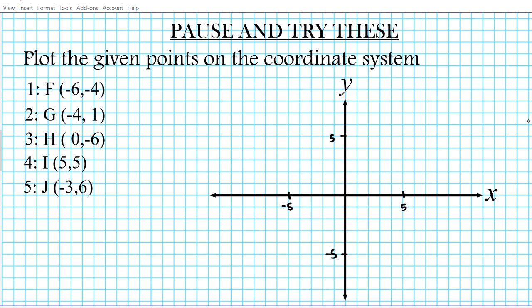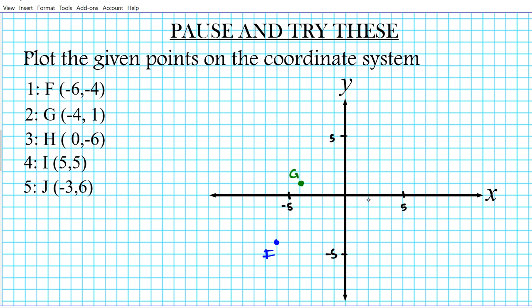Alrighty, welcome back. So hopefully you had a chance to graph the points. Let's go ahead and take a look at the location of these points. The first one, F is -6, -5. -5, 1, 2, 3, 4 right here. Bam, that's the location of point F. The next one is -4, 1. -4, 1 right here. That's the location of point G.